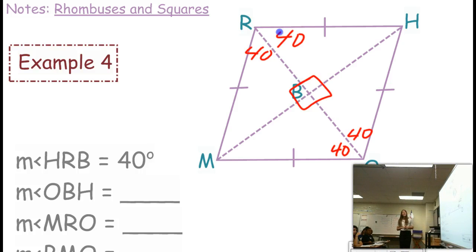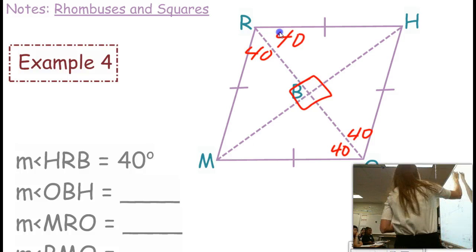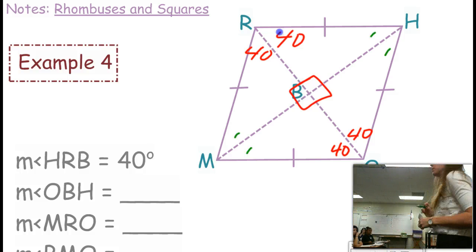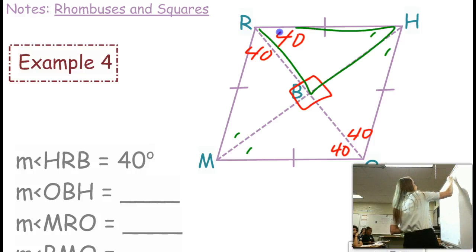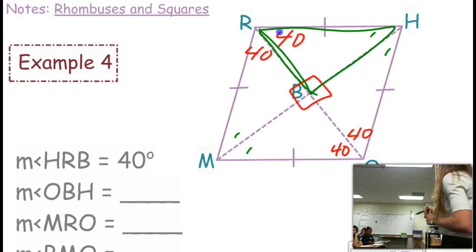Okay, we only have 4 missing angles, and they're all the same measure. We need to find those. So what we're going to use is a right triangle. You see that right triangle? How many degrees are in a triangle? 180 minus 90 minus 40.